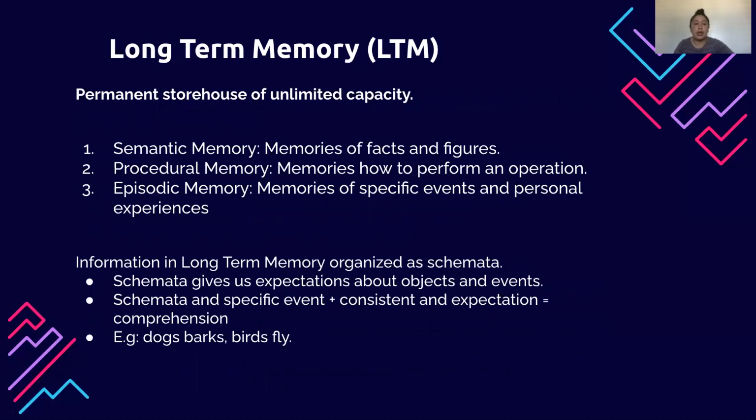Okay, so we have here our long-term memory. This is the permanent storehouse of unlimited capacity. I searched this on the internet and I found 3 types of long-term memory. One is semantic memory, which are memories of facts and figures. An example of this is knowing what a bicycle is, being able to name the parts of a bike and explain their function.